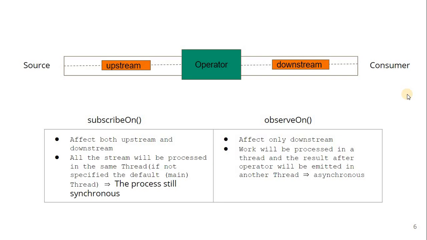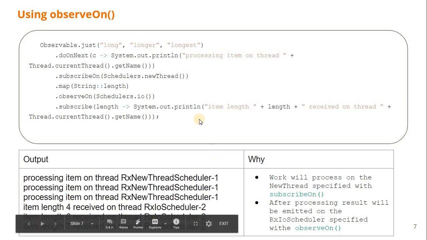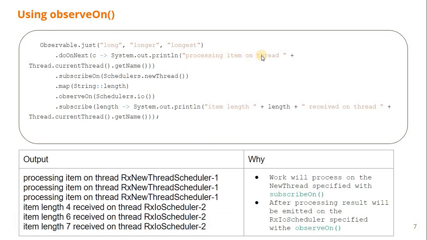Now let's take a look at how observeOn will behave. We added an observeOn with the IO scheduler after the map. Look at the output. The observeOn didn't affect the upstream, which is processed with the new thread defined by the subscribeOn.